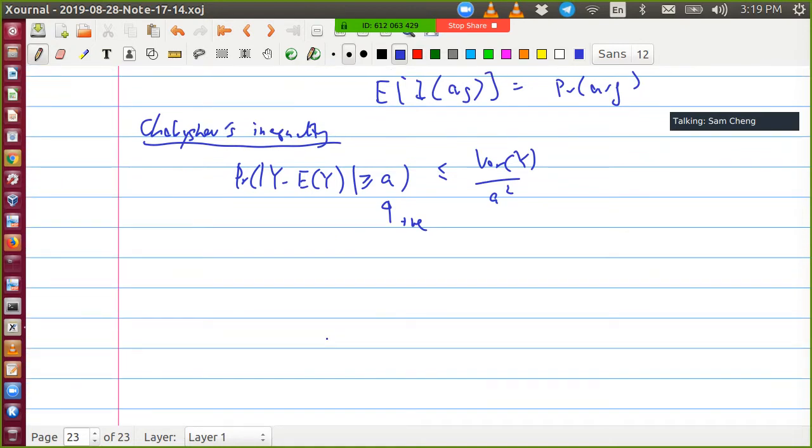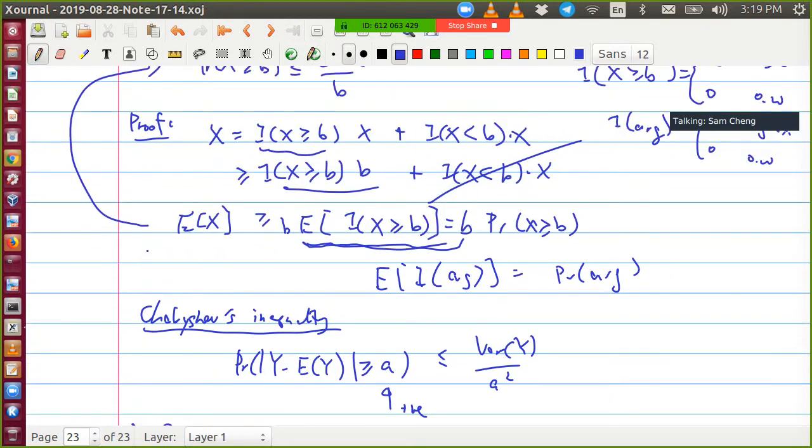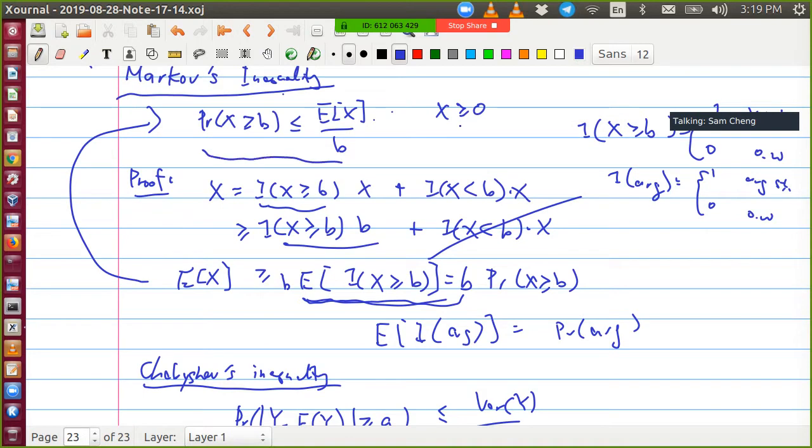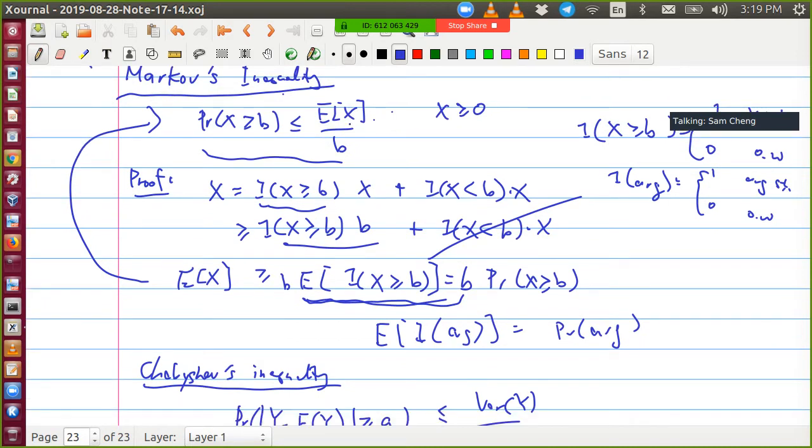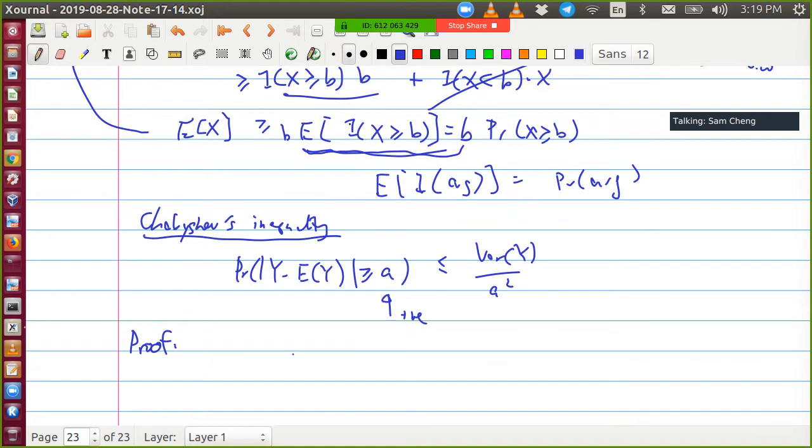So let's go through a quick proof for that. We'll prove this using the Markov inequality. The Markov inequality needs X to be positive, so we need to introduce some positive random variable. One choice that turns out to work is to let x be equal to the squared difference of y and the expected value of y.